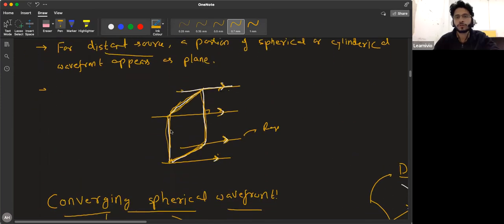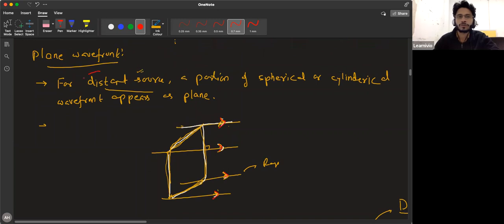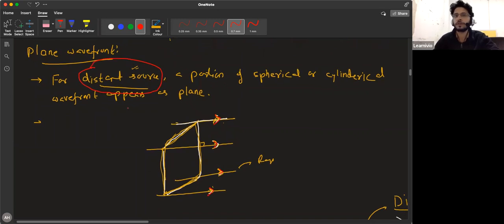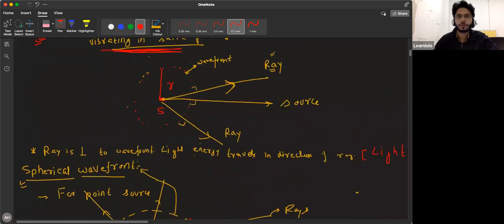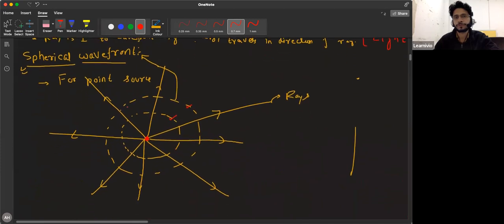So if you have a plane wavefront, the rays are parallel. This is the plane wavefront. If you draw normals, you will see that you get rays which are all parallel. So for a distant source, meaning a source at a very large distance, a portion of the spherical or cylindrical wavefront appears to be plane. Note it down, the shape of the wave.